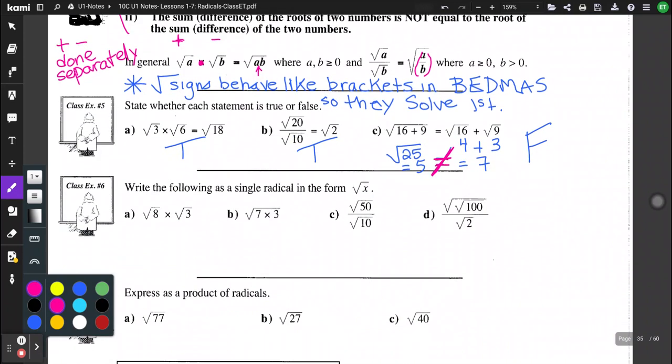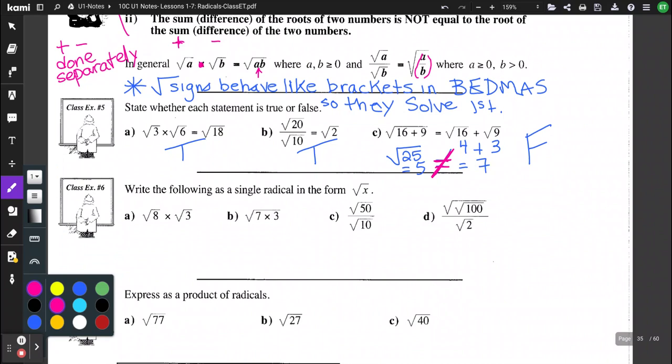All right, the last few on this page. 8 times 3, what's that going to give us? 24. So we're going to put square root 24. 7 times 3, 21. Under the root sign, it stays. Does 50 divide by 10 without giving me a decimal? You betcha. I get a 5. And he stays under his root sign. They don't lose their root signs.